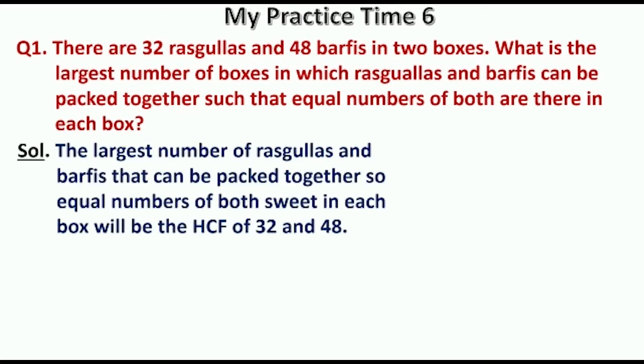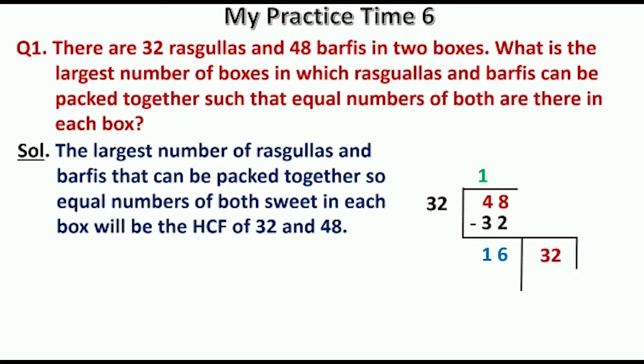I am finding the HCF here by the long division method. You can use the prime factorization method also. The greatest number is 48, so 48 will be the dividend and 32 will be the divisor. Now divide it, 32 ones are 32. Subtract 32 from 48, you will get 16. Now this 16 will become the divisor and 32 will become the dividend. So write 32 here and 16 here. Now divide 32 by 16, 16 twos are 32. So the last divisor is 16.